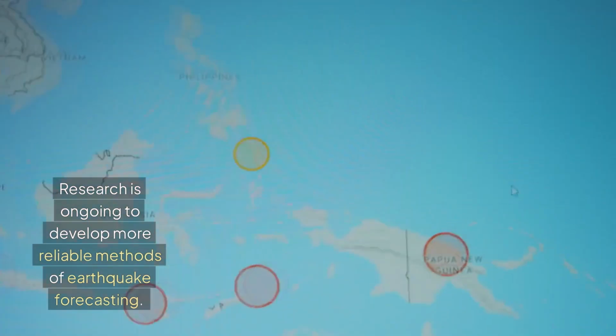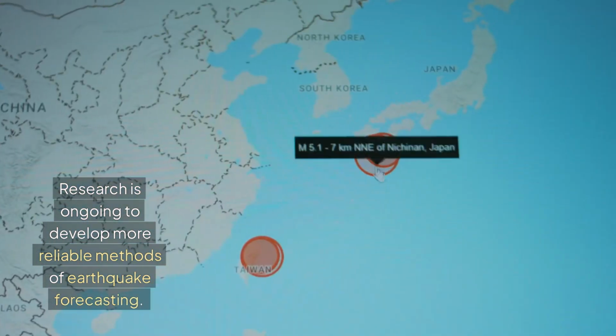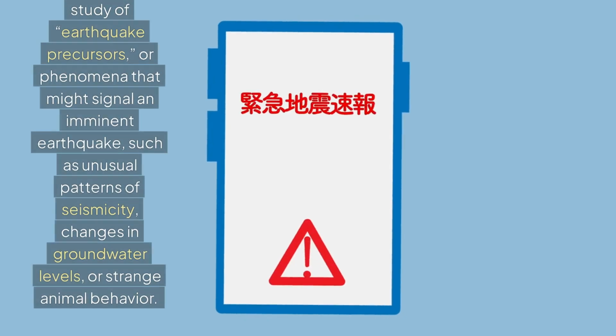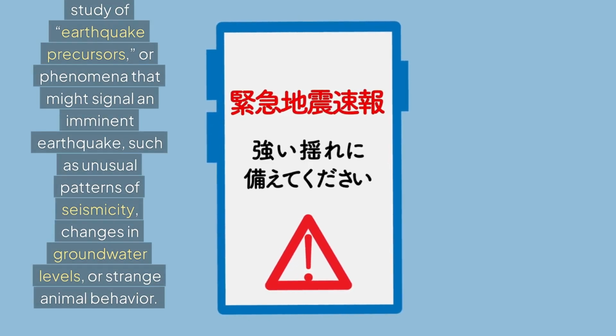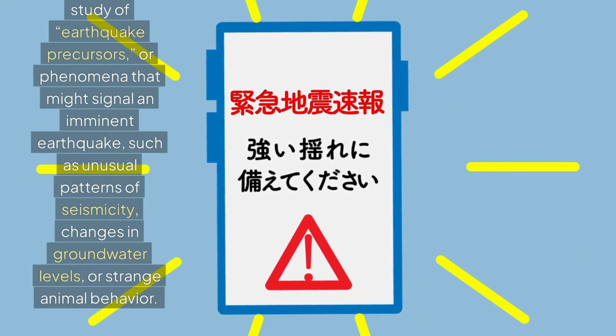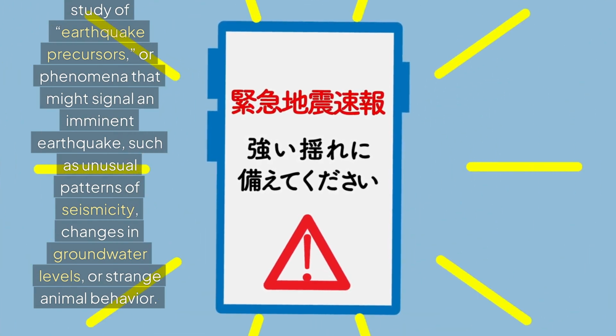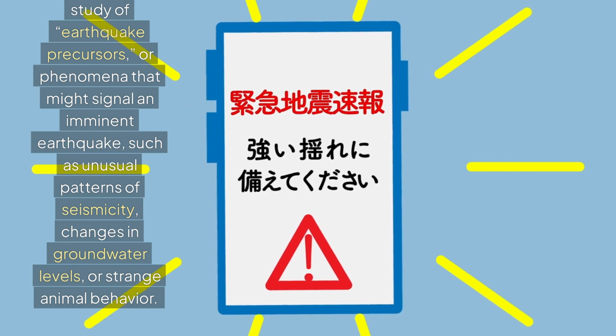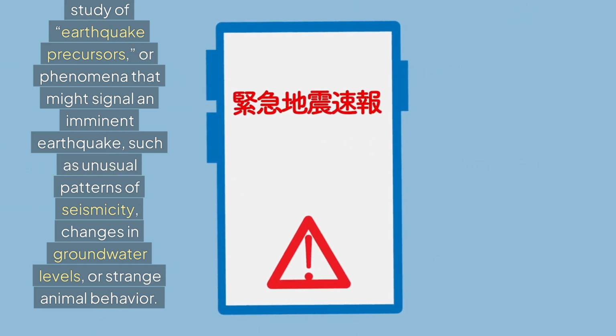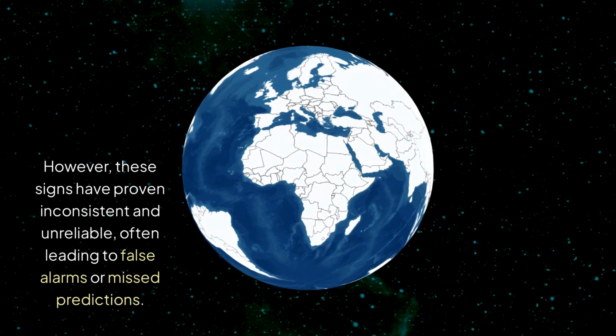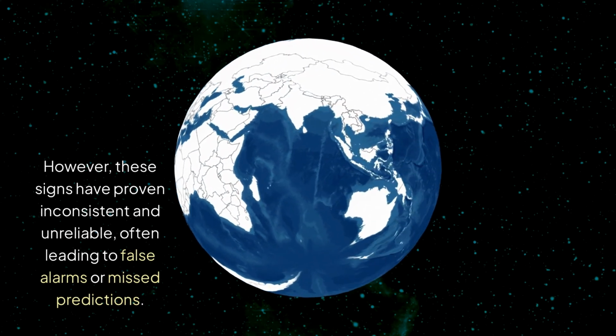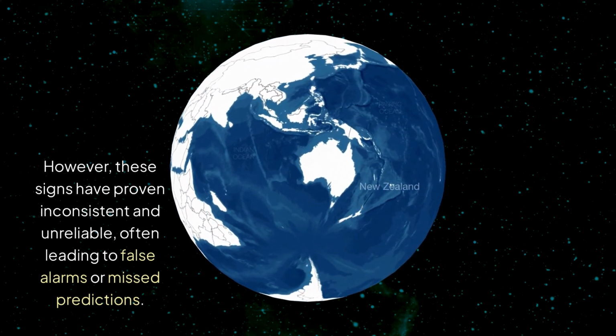Research is ongoing to develop more reliable methods of earthquake forecasting. One area of interest is the study of earthquake precursors, or phenomena that might signal an imminent earthquake, such as unusual patterns of seismicity, changes in groundwater levels, or strange animal behavior. However, these signs have proven inconsistent and unreliable, often leading to false alarms or missed predictions.